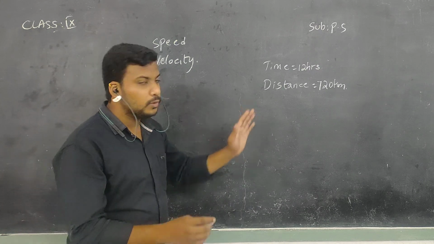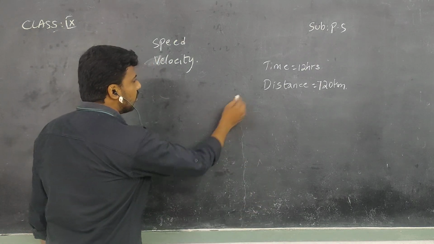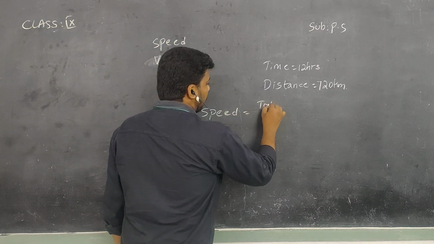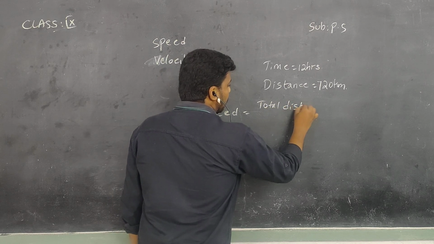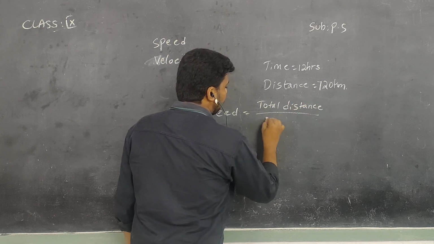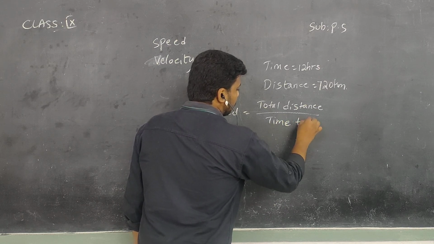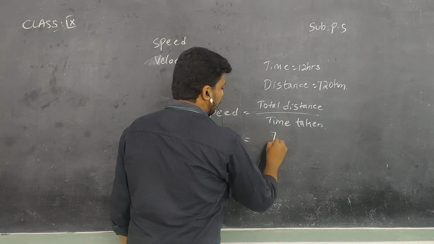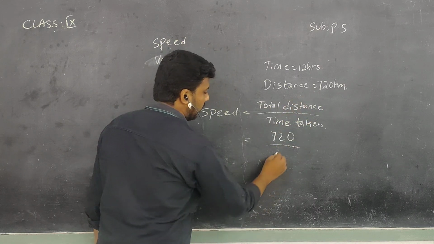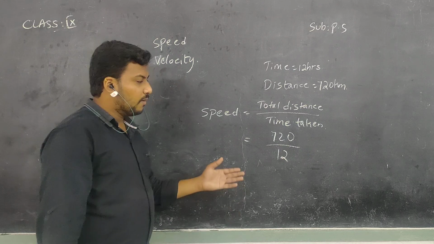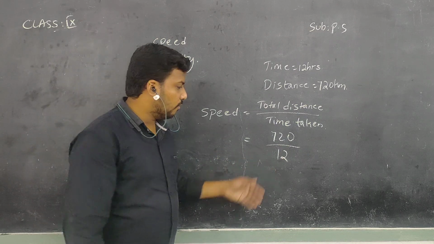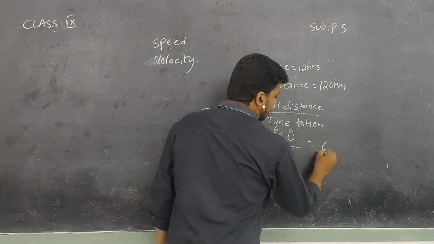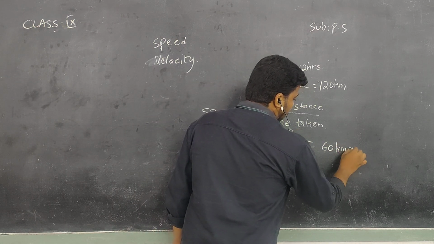Suppose we do a little operation here. Speed equals total distance by time taken. Total distance 720 by time taken 12 hours. 12 ones are 12, 12 sixes are 72 and 0. That is nothing but 60 kilometers per hour.